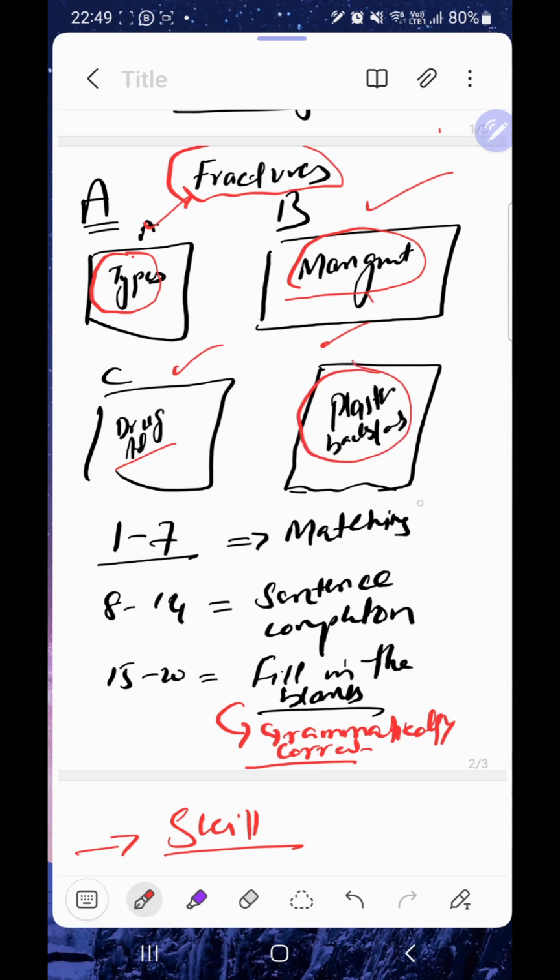So we have to see that question number 1 to 7, they will write down the statement, and it's about matching. Like you have to read the statement and nominate whether it is from A, B, C, or D. From 8 to 14 is sentence completion, and from 15 to 20 we have fill in the blanks, right?